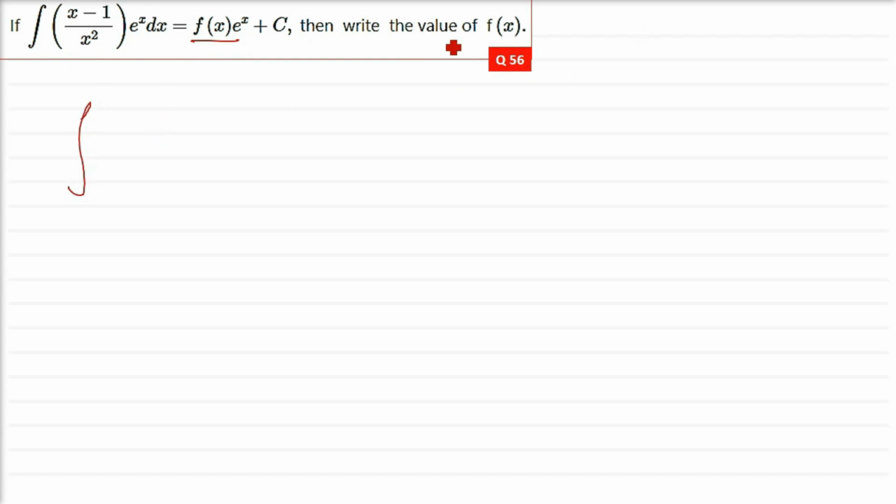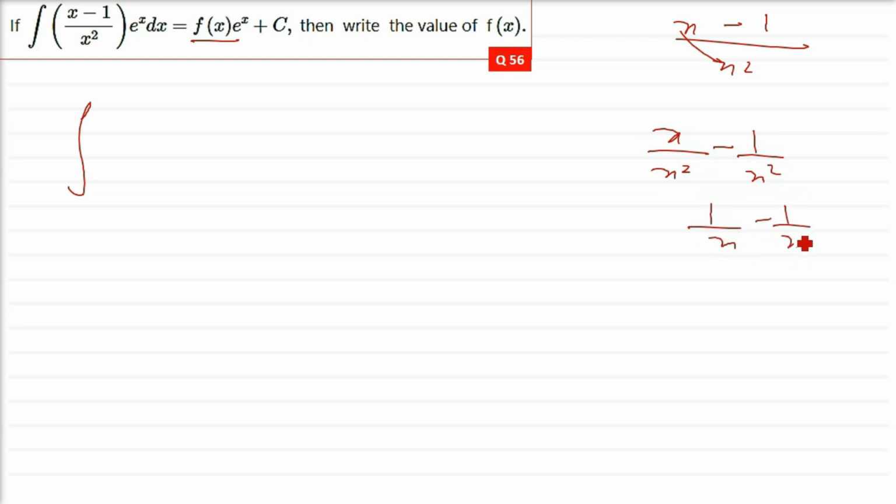x minus 1 by x square, let's separate them out. It can be written as x by x square first, then minus 1 by x square. x by x square is 1 by x, this is minus 1 by x square. We have done a question like this in this exercise only. So e raised x is already there. 1 by x minus 1 by x square is just a form of writing x minus 1 divided by x square.